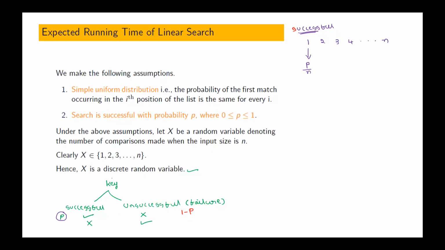P by n. What is the probability that number of comparisons is 2? It is also P by n. What is the probability that number of comparisons is 3? It is also P by n. What is the probability that it is 4? It is also P by n. That is successful case. But in unsuccessful case also we have, no?